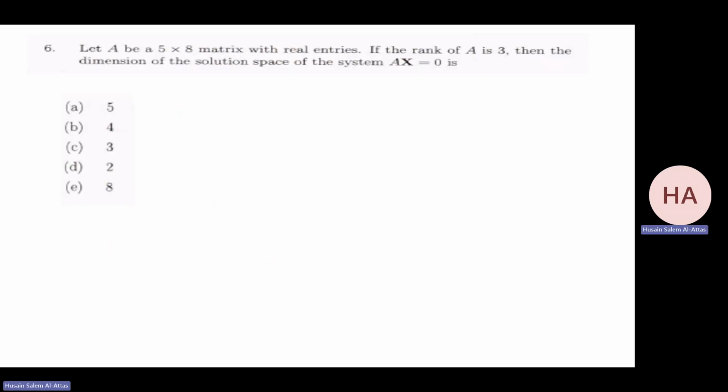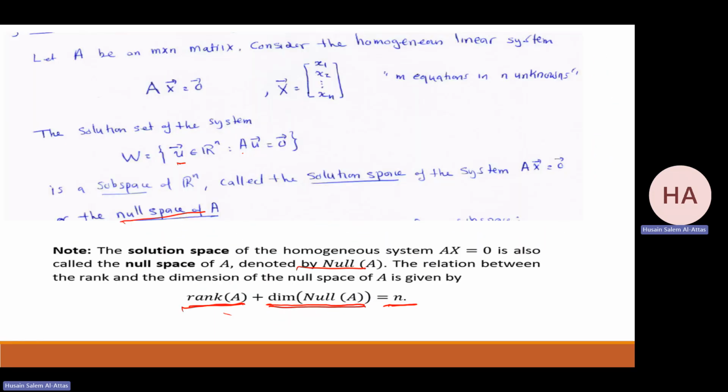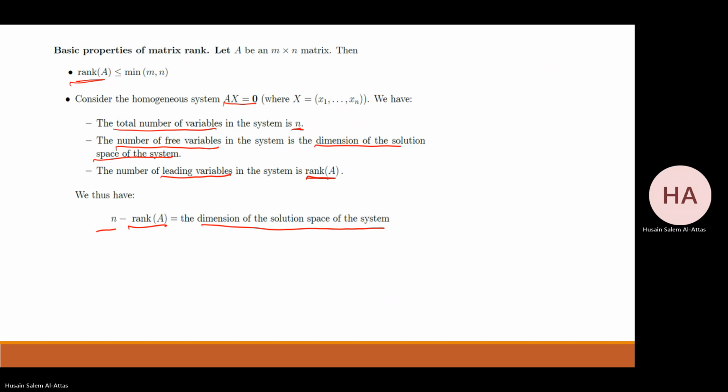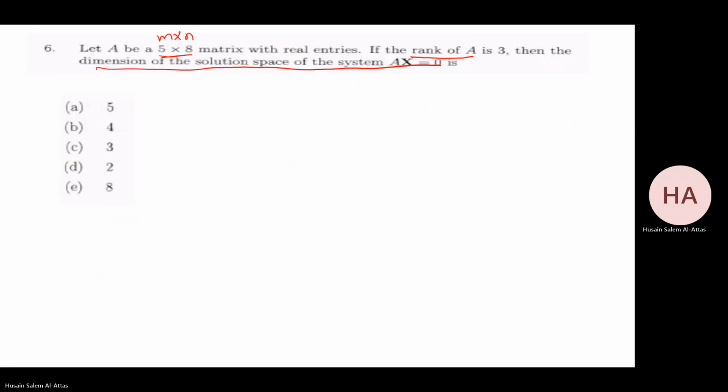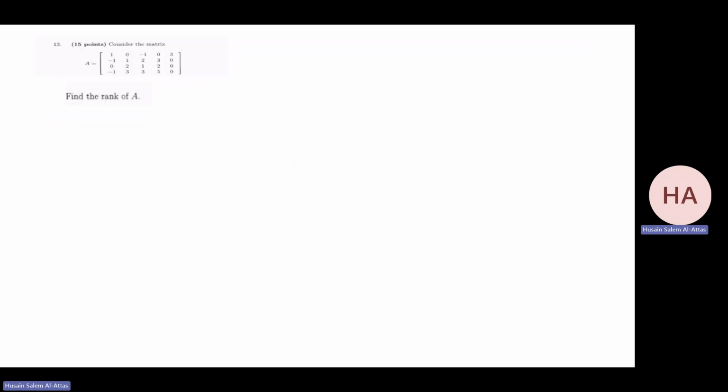Okay. Now he gave me the rank, and what does he want? He gave me the M by N matrix. He wants the dimension of the solution space. So what I will do, I have this formula: N minus the rank of A is the dimension of the solution space. So the dimension is equal to N minus rank of A. What is N? N equals 8. The rank of A, he said, is 3. And that is 5. That will be the answer.